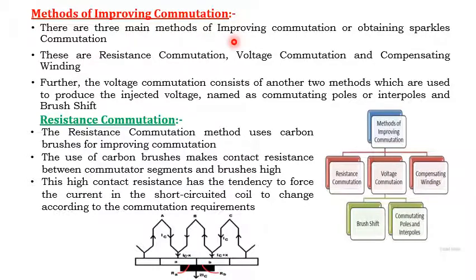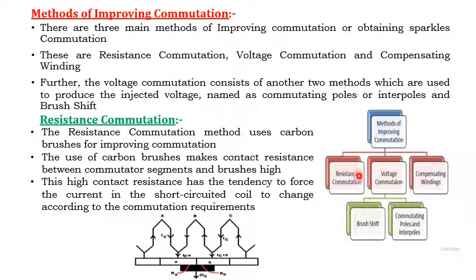There are three main methods employed in order to improve the commutation process, or obtain sparkless commutation. So what are those methods? First method is resistance commutation. Second method is voltage commutation. Third method is compensating winding. Further, voltage commutation can be subdivided into two methods. One is the brush shift. Another one is commutating poles, or interpoles. Now let us study these methods one by one.